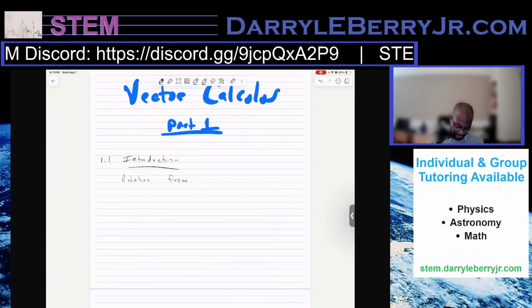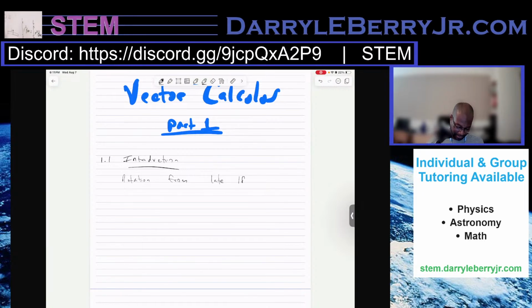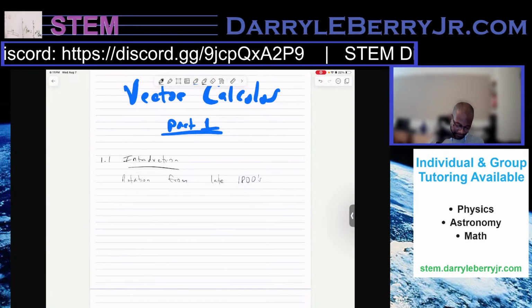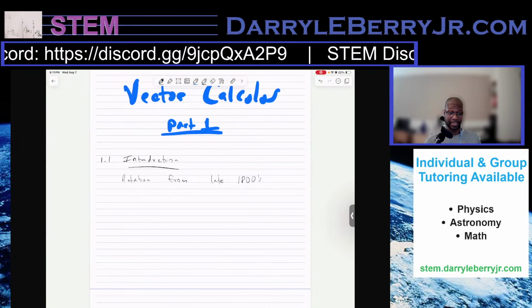I'm always amazed at how much was developed back then. They didn't have supercomputers or graphing calculators, and they got so much done.